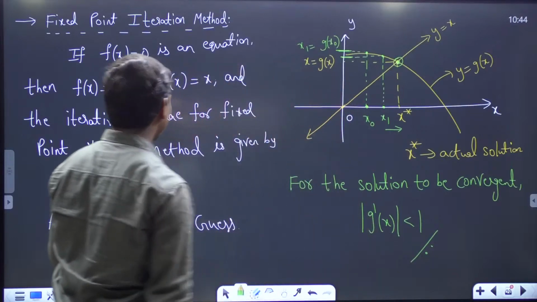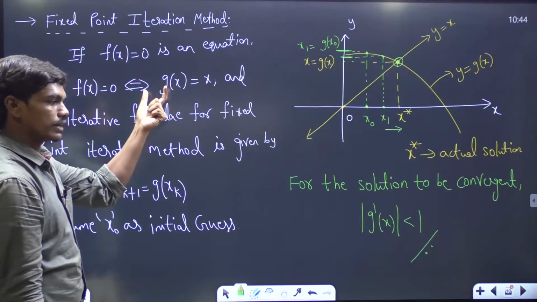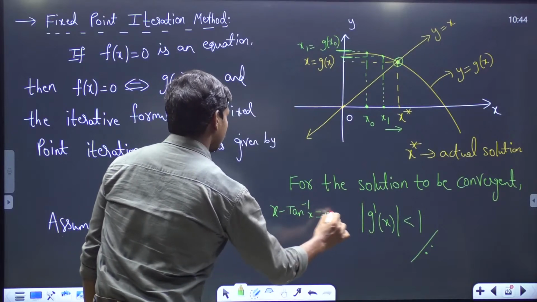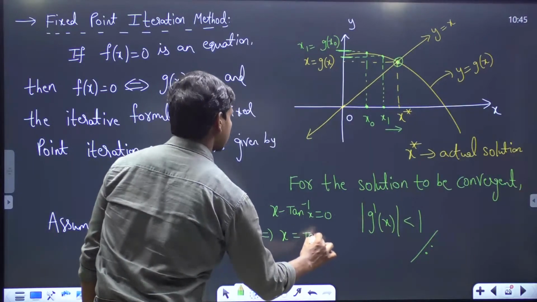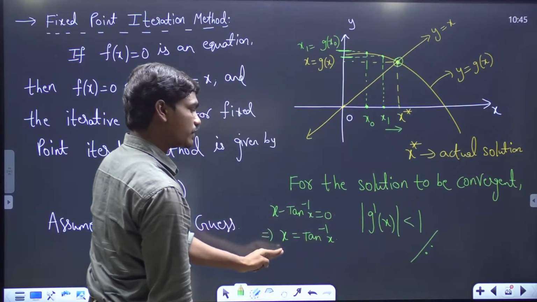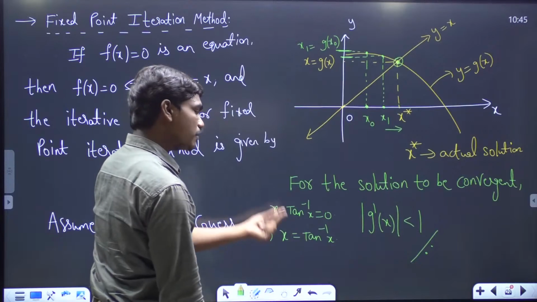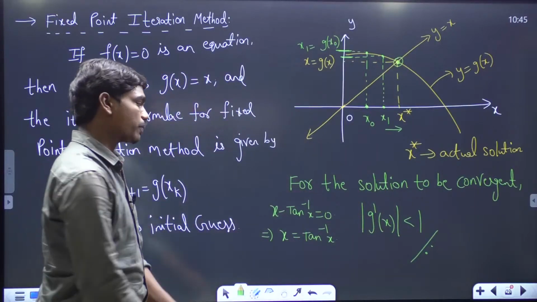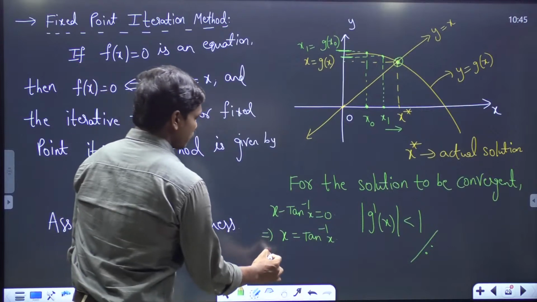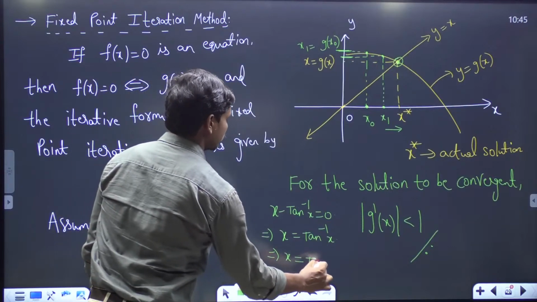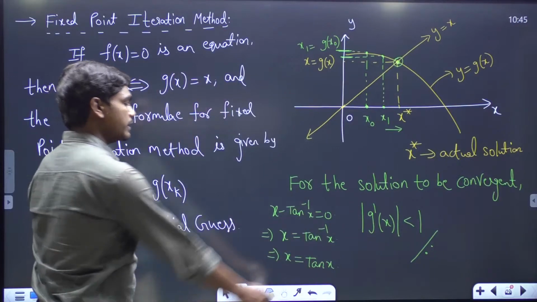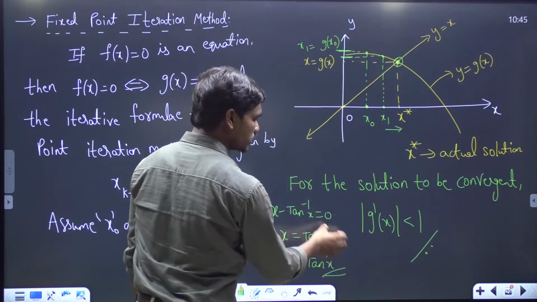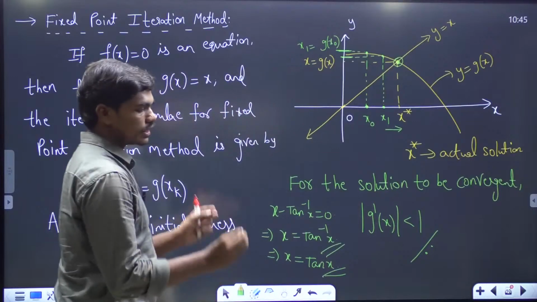And I'll tell you, for any given f of x, you can't generally form a unique g of x. For example, if I write x minus tan inverse x is equal to 0, then you can write x is equal to tan inverse x. Similarly, if you shift this tan inverse to the other side, we can write x is equal to tan x. So there can be multiple functions, and there can exist multiple g of x's for any given function f of x. But as long as your choice of g of x satisfies this condition, your solution definitely will converge.